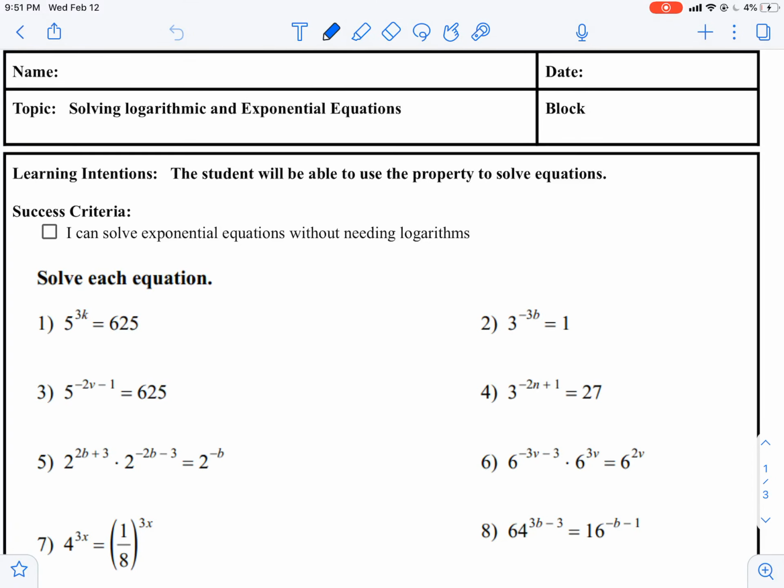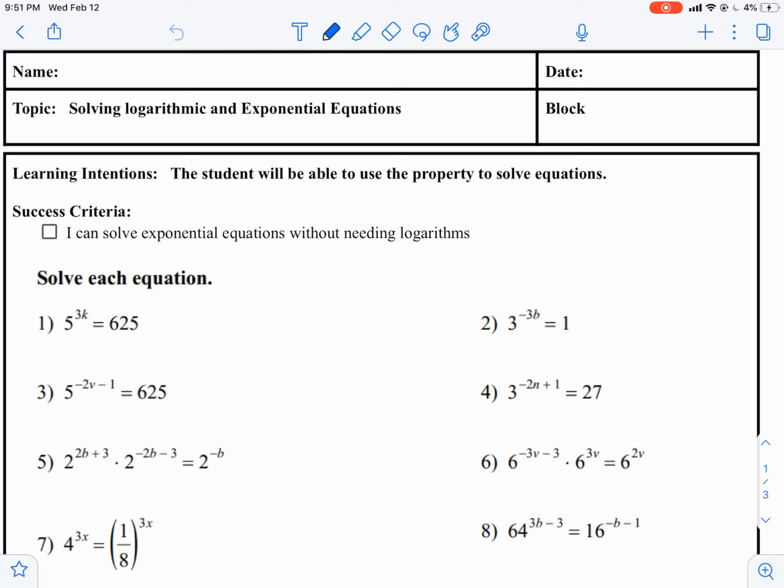We're going to talk about solving exponential equations, getting ready to go into solving of logarithmic equations. On these, we're just going to be looking at the exponent and how we can use the rules of exponents to solve these equations.